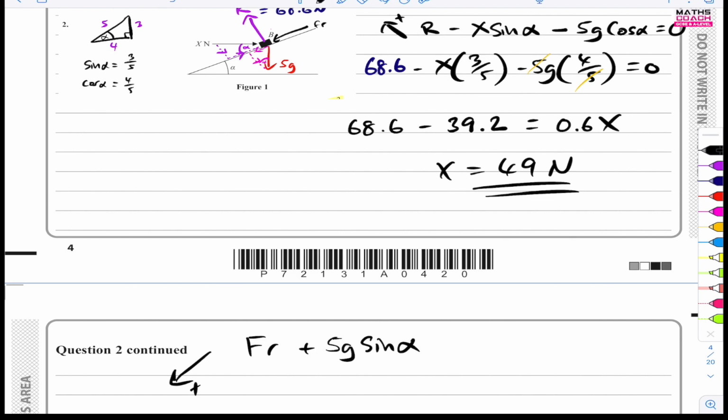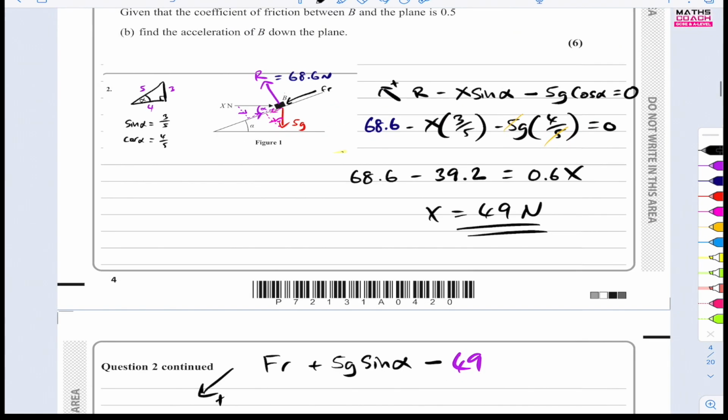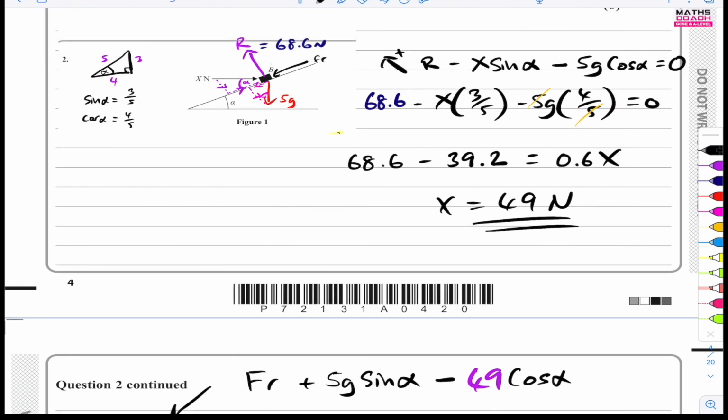And then for the xn, it's going to be negative because it's going against my direction of the arrow. Okay, so it's going to be negative. And we know xn now, don't we? Xn is 49. So from earlier on, I'll do that in another color though. So xn is 49. So this side here is going to be cos alpha. So it's going to be 49 cos alpha. And that is also going to be equal to 0, because it's in equilibrium.